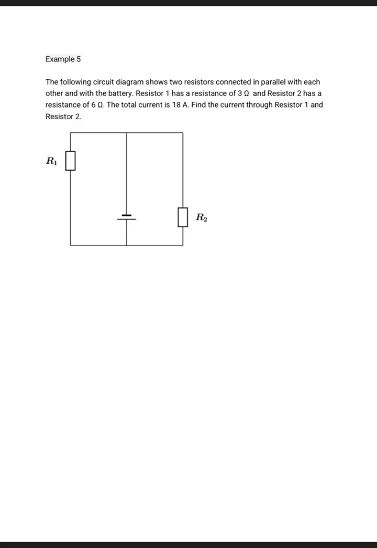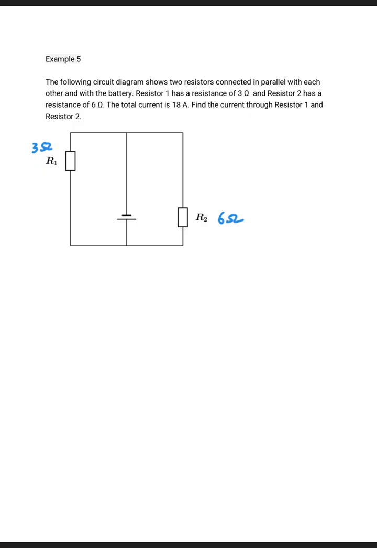And then example 5. The following circuit diagram shows 2 resistors connected in parallel with each other and with the battery. Let's write it down. Resistor 1 has a resistance of 3 ohms, and resistor 2 has a resistance of 6 ohms. The total current is 18 amperes. Find the current through resistor 1 and resistor 2.